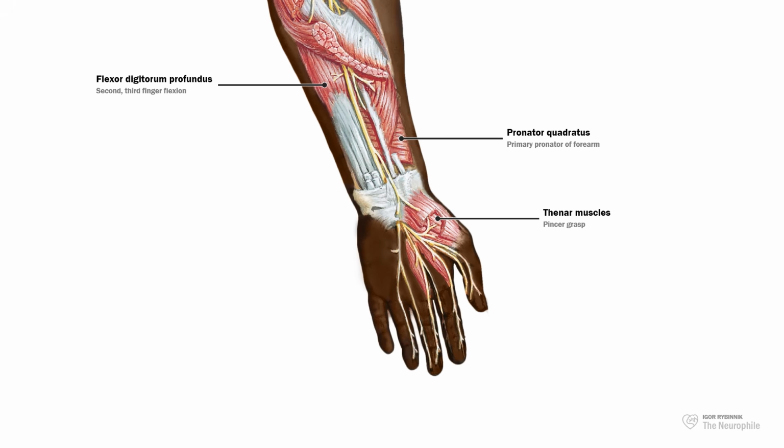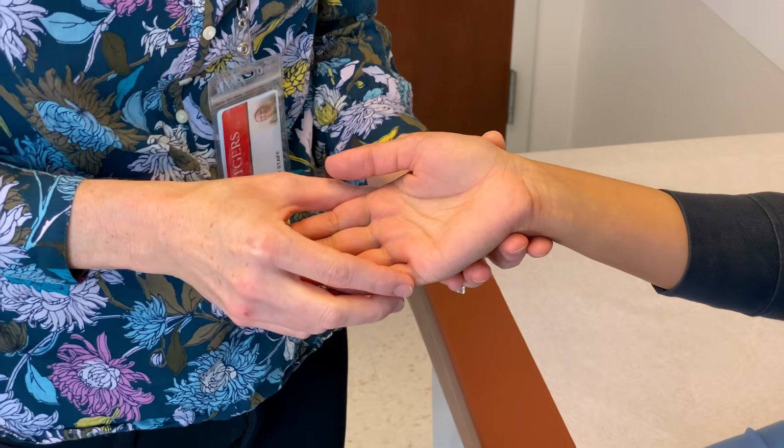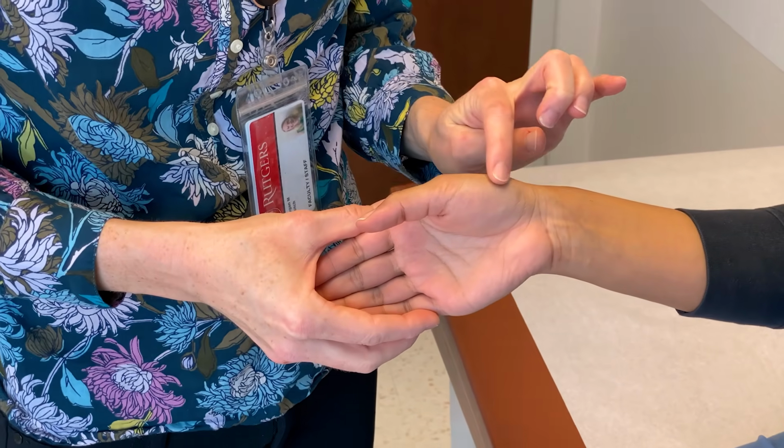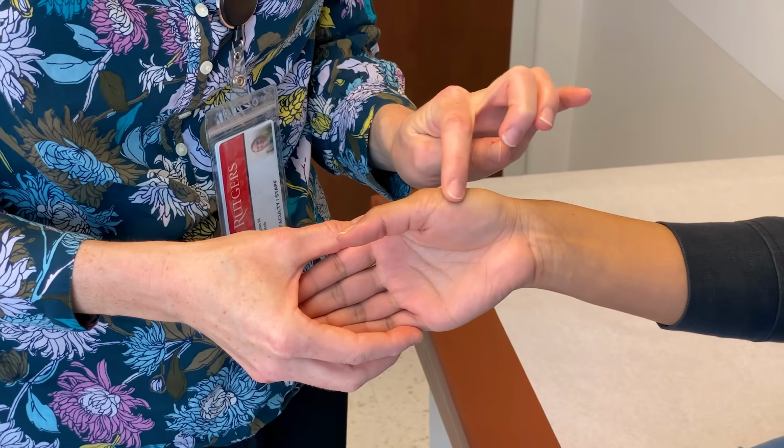In the hand, the median nerve controls the thenar muscles. These muscles flex the thumb, moving it across the palm to touch other fingers. This is crucial to accomplish the pincer grasp. Thenar muscles also perform a somewhat opposite action of abducting the thumb, moving it away from the palm. The abductor pollicis brevis, which is this very lateral muscle in the thenar eminence.